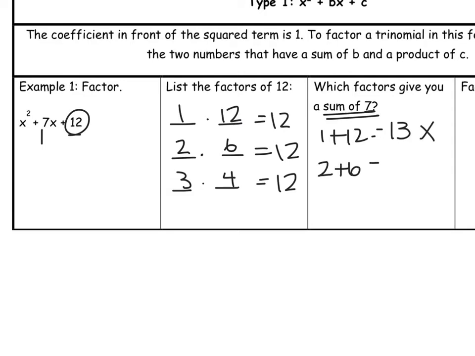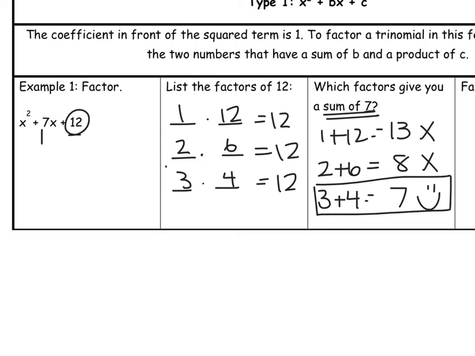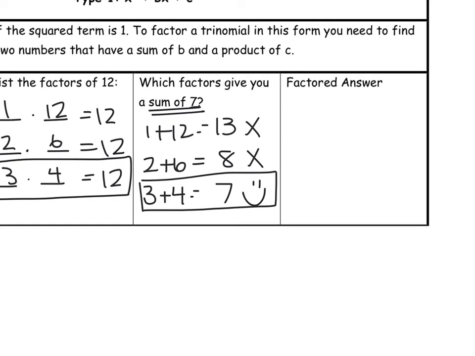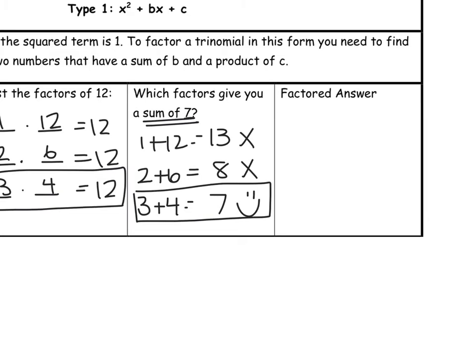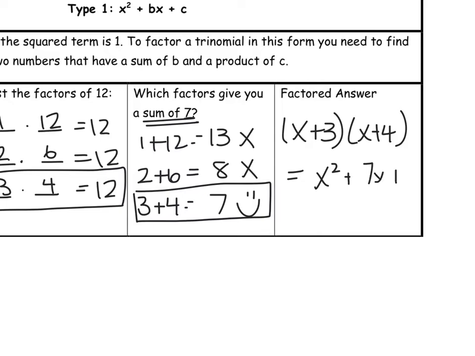2 plus 6 gives me 8, so that's out. But 3 plus 4 gives me 7, and that makes me happy. So the factor pairs of 12 that add up to 7 are 3 and 4. And that's it. We're done. So when we want to write that as a pair of binomials, our variable is x. So we have x plus 3 and x plus 4, and that is equal to x squared plus 7x plus 12.